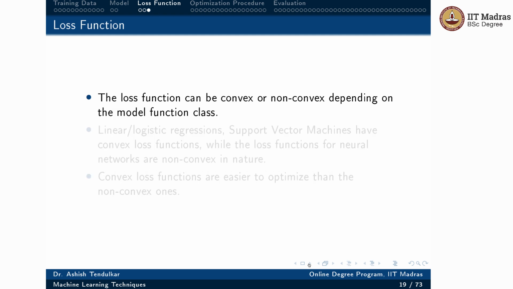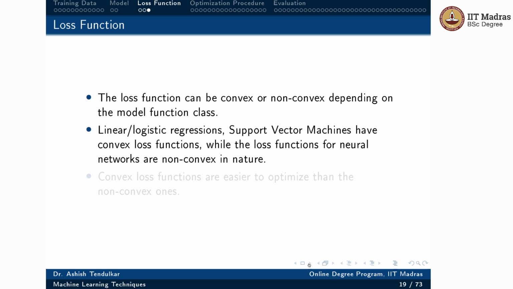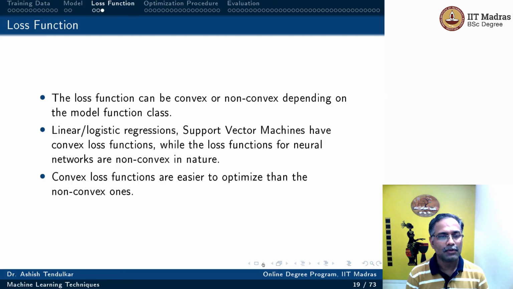The loss function can be convex or non-convex depending on the model function class. Linear and logistic regression and support vector machines have a convex loss function, while the loss functions for neural networks are non-convex in nature. The convex loss functions are easier to optimize than the non-convex ones.